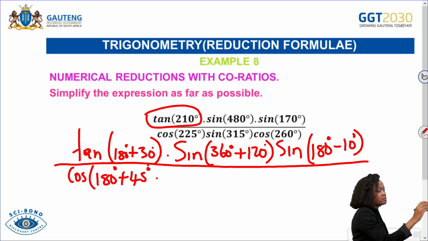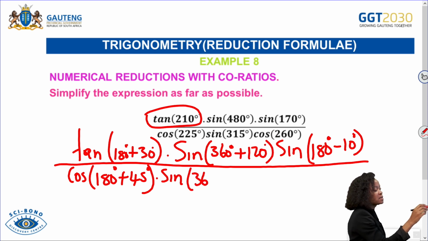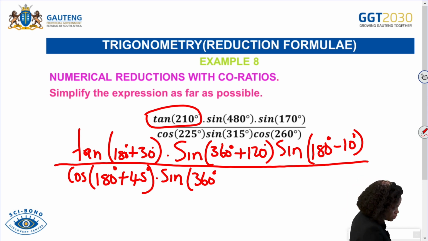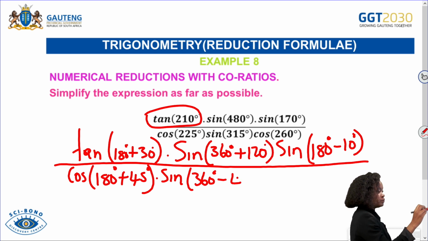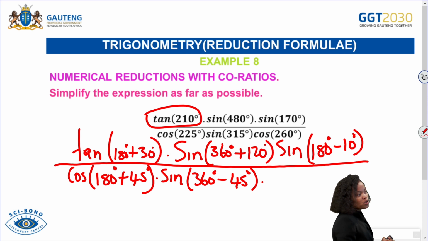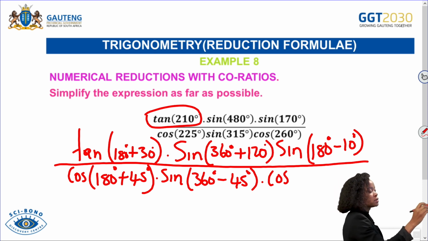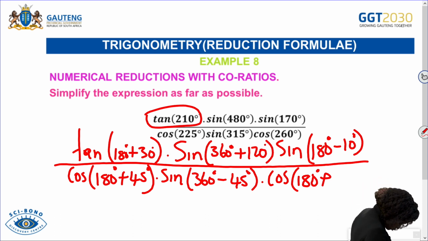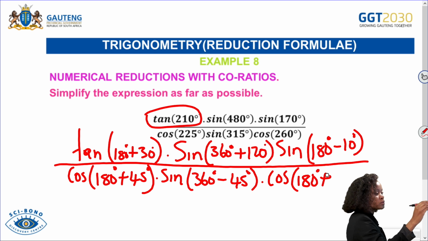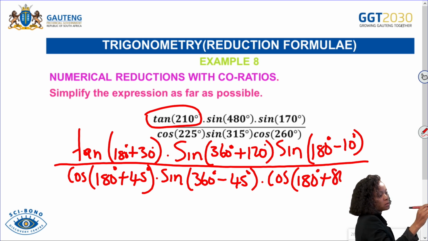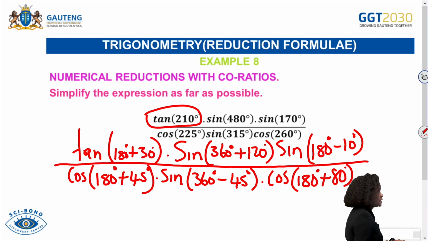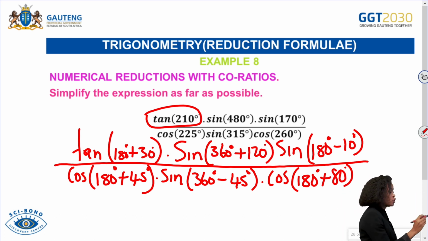times sine of 360 degrees, because 315 it's in the fourth quadrant. So if you say 360 minus 315, you'll get 45. And then 260 degrees, it's still in the third quadrant, so your cos into you say plus 80 degrees, right? So we said 180 plus 30, it's in the third quadrant, and in the third quadrant, tan is positive.